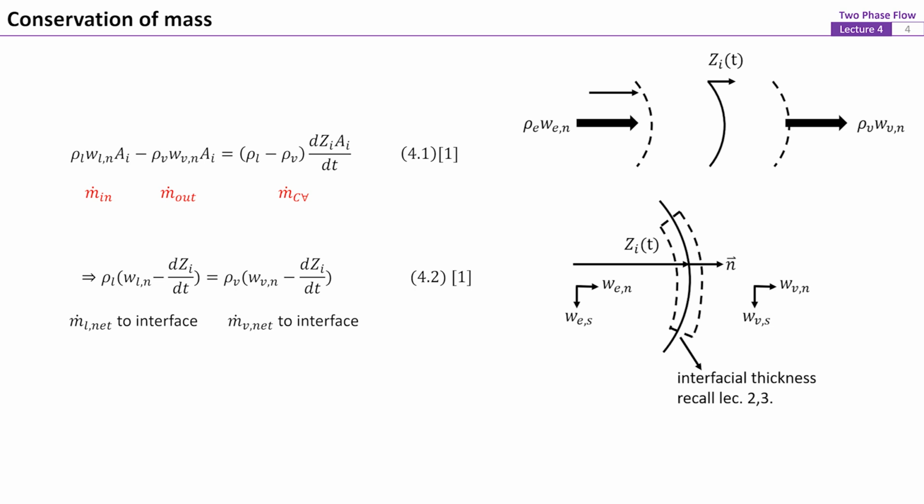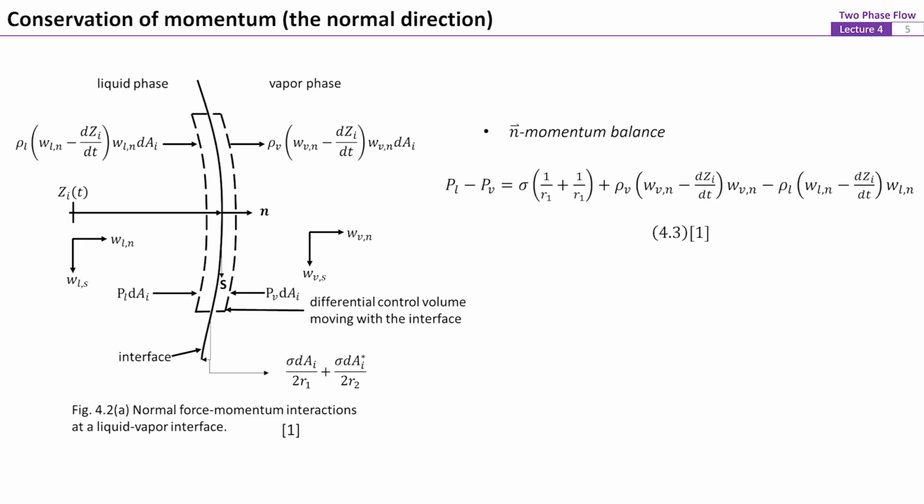The left-hand side of equation 2 denotes the net mass flow rate into the thin control volume of the moving interface, and the right-hand side of equation 2 denotes the net mass flow rate out from the control volume of the moving interface. This figure shows the transport of momentum normal to the interface with the same control volume.